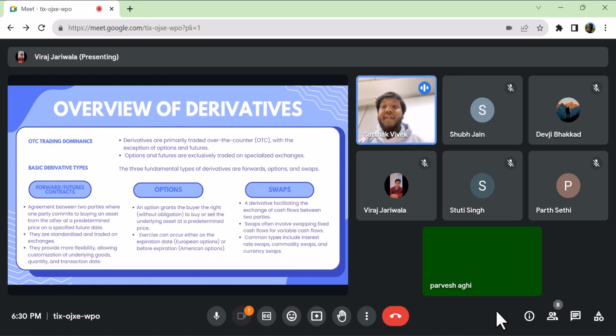Then number three, forward and future contracts provide you more flexibility and allow you to customize the underlying goods. Then we have options. An option grants the buyer the right to buy or sell the underlying asset, and it can be exercised either on the expiration date, that is European options, or before the expiration date, that is American options.